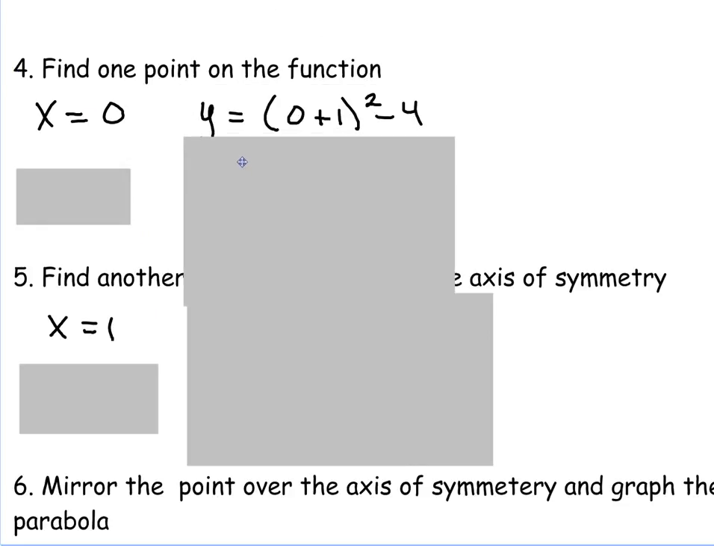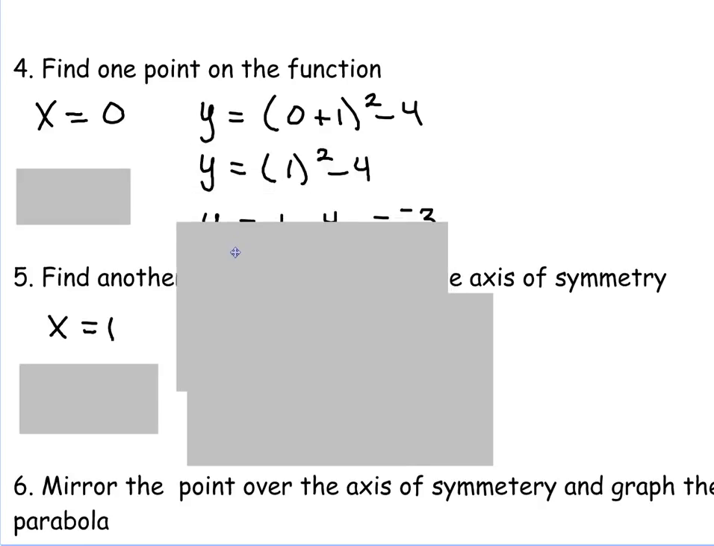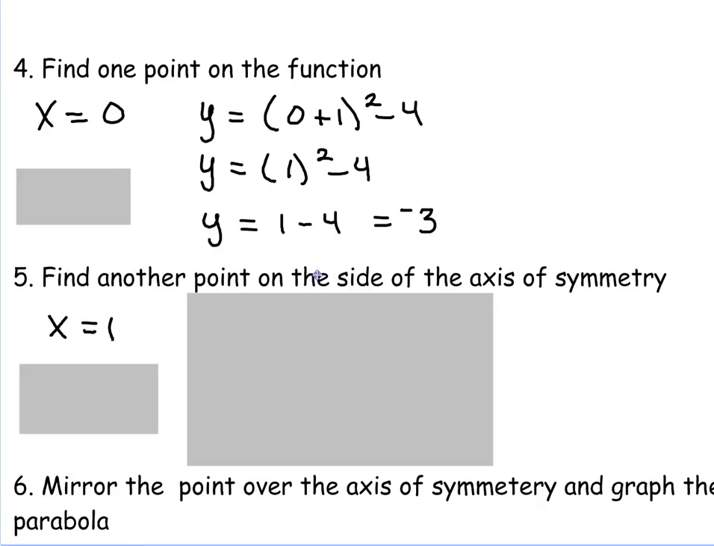All I'm going to do is plug that value in. So y equals 0 plus 1 squared minus 4. 0 plus 1 is 1. 1 squared is 1, minus 4 equals negative 3. So my point in this case is 0, negative 3.